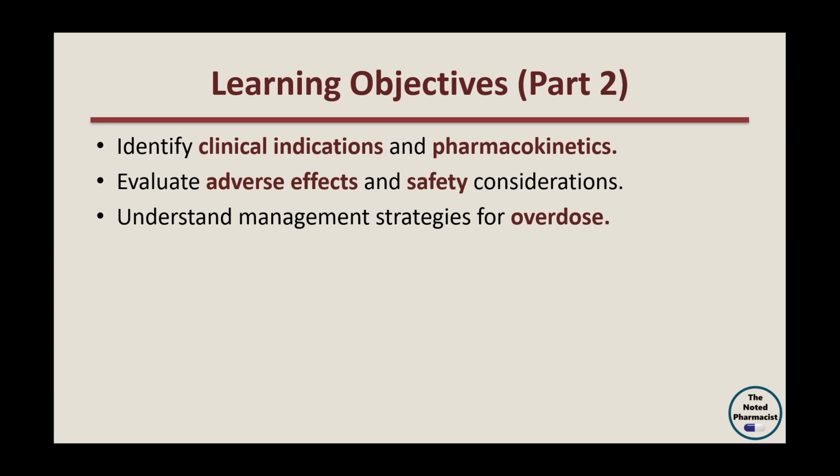Number 5, evaluate the adverse effects and safety considerations of parasympathomimetics. Number 6, understand management strategies for overdose, including key interventions and antidotes. We will also look at newer agents that have been developed under this drug class. Let's get started.